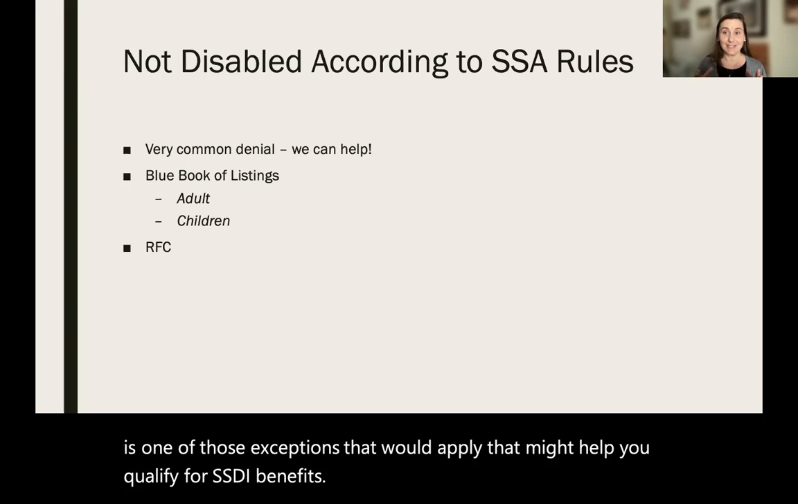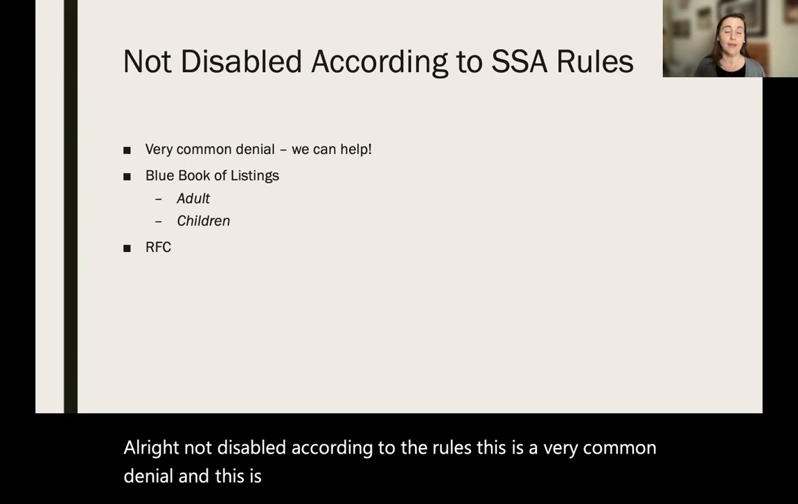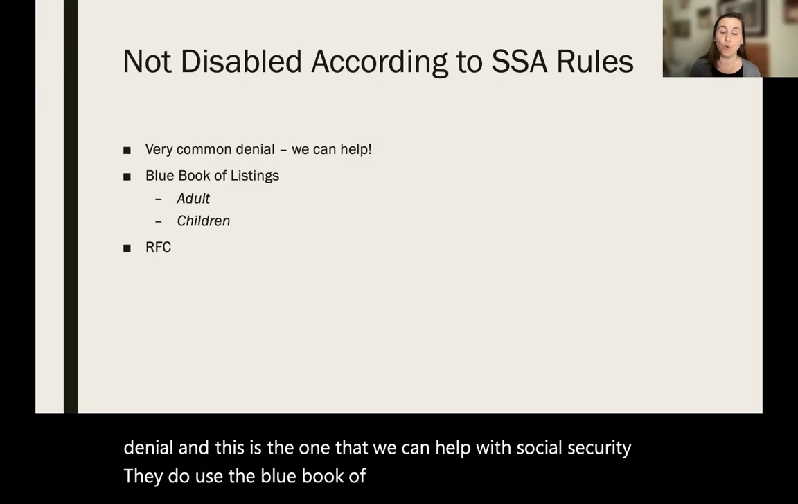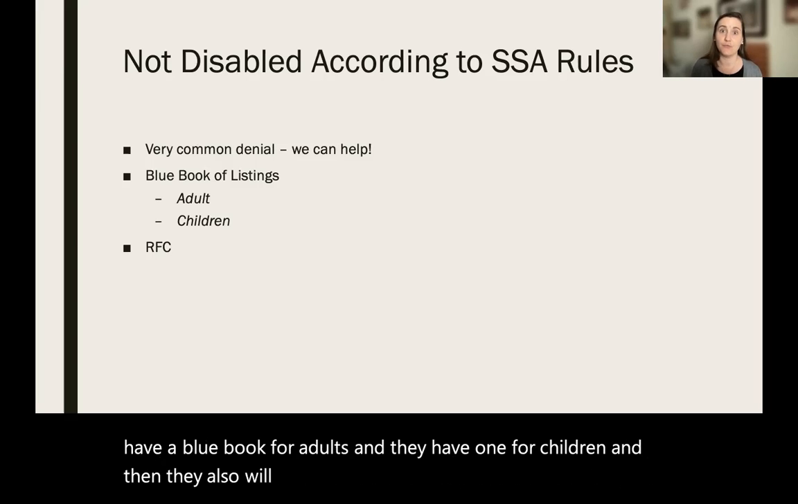All right. Not disabled according to the rules. This is a very common denial, and this is the one that we can help with. Social Security does use the Blue Book of Listings, as I alluded to before. They have a Blue Book for adults, and they have one for children. And then they also will create that RFC for you.